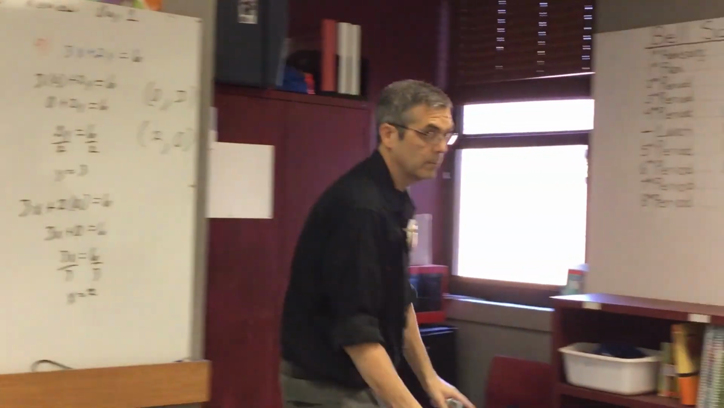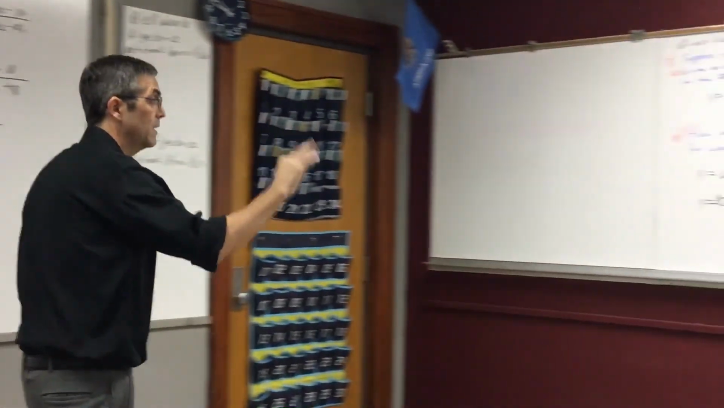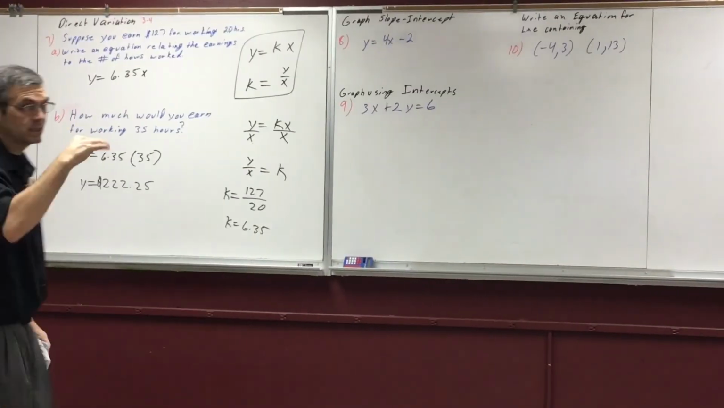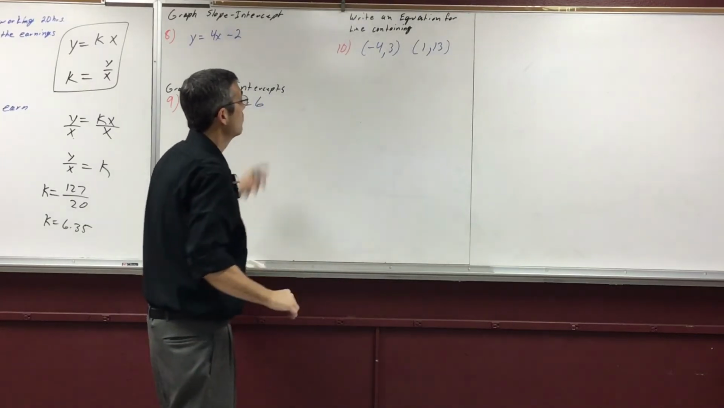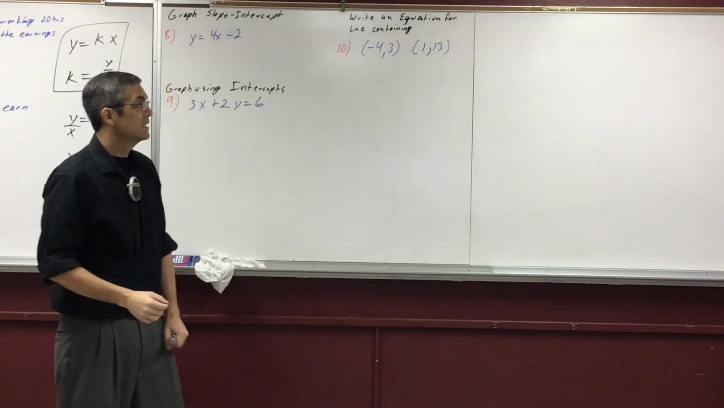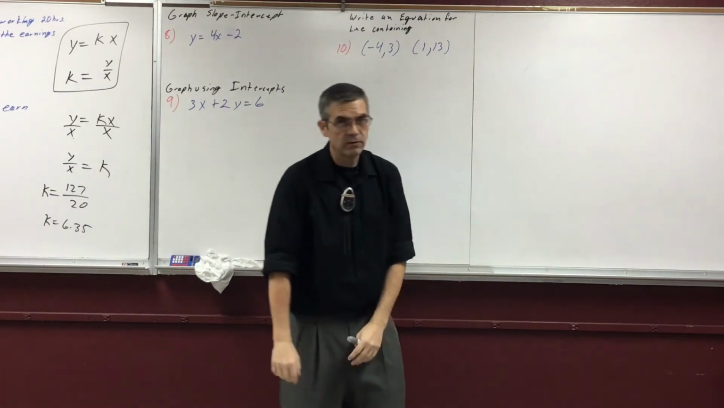Okay, so remember that. All right, so now what we're gonna do, we got just about one problem left, but it has really about 3 different parts into it. So write an equation for a line containing -4, 3, 1, 13. So you're given 2 points.